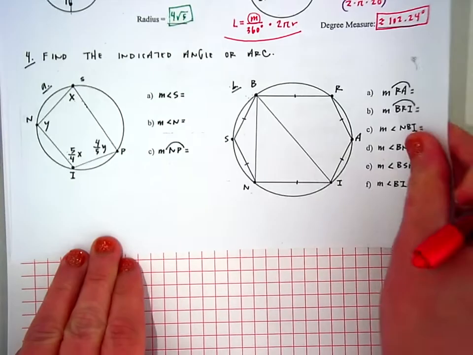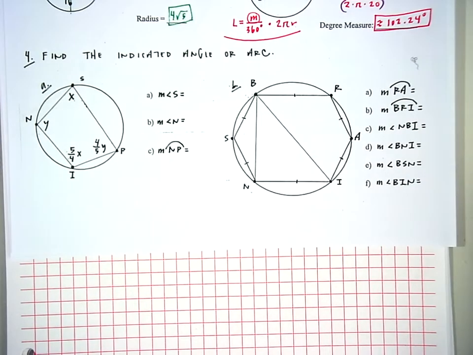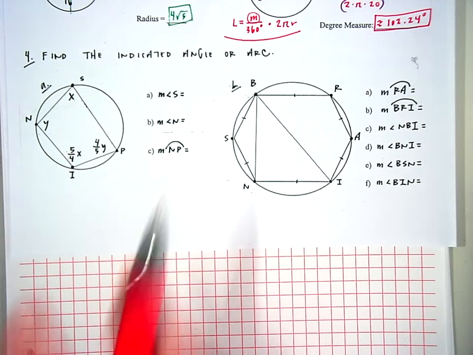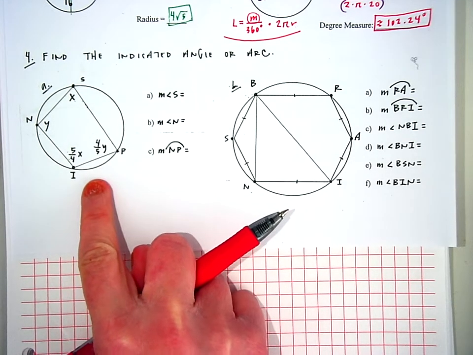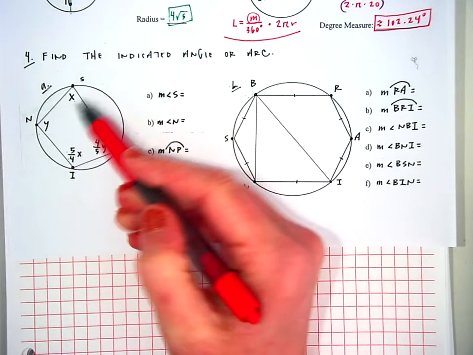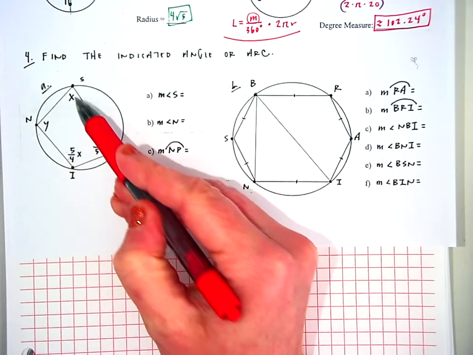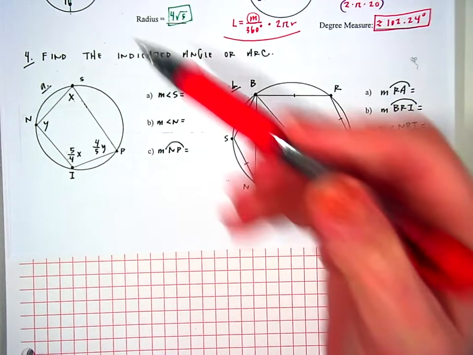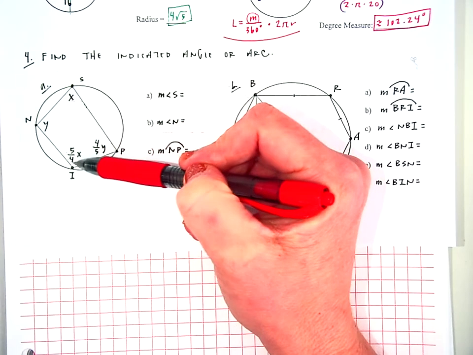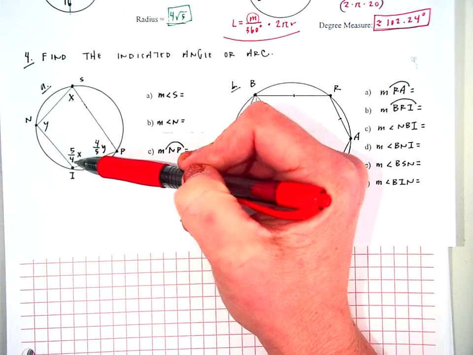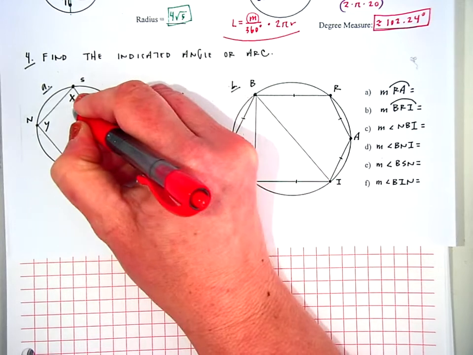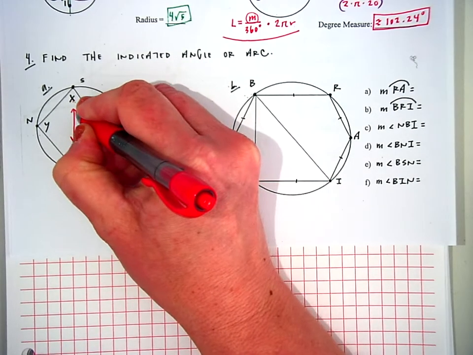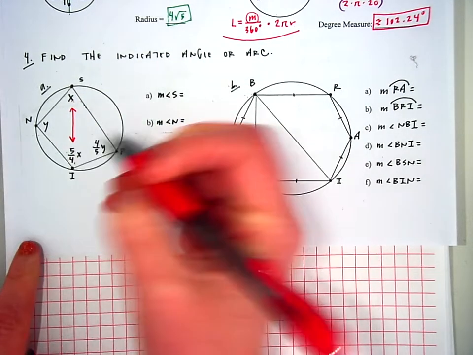All right, next up, find the indicated angle or arc. So in this one, what I'm seeing is that I have an inscribed quadrilateral. We know that quadrilaterals, all of these angles have to sum to 360, and we know that the angles that are in opposite positions, they're going to be supplementary. They're going to add up to 180. So I know first off that these have to sum to 180. So let's make an equation.